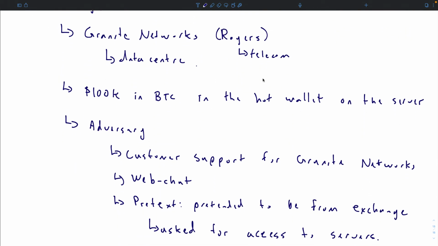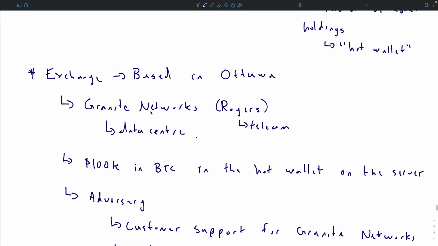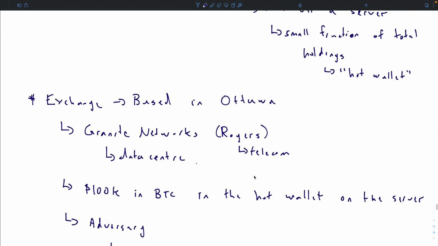So anyway, they had a hot wallet. It didn't have a lot. This was a pretty small exchange. Most exchanges would have way more money than that, but it's still a material amount. They had about $100,000 worth of Bitcoin sitting on the server itself. Basically, this money got stolen in a social engineering attack.